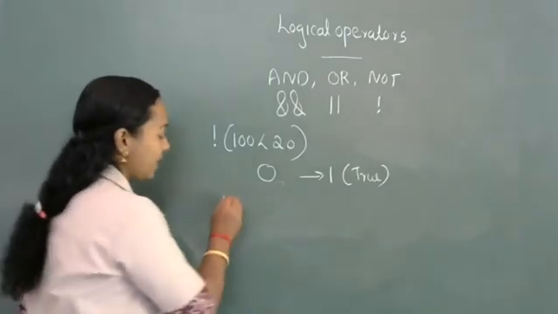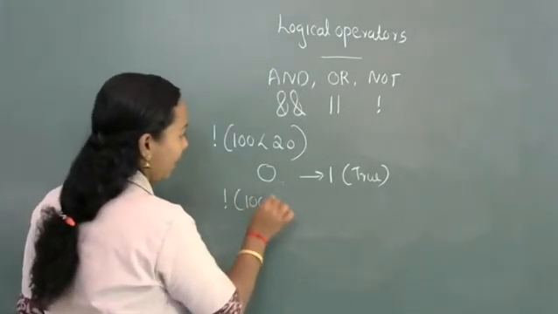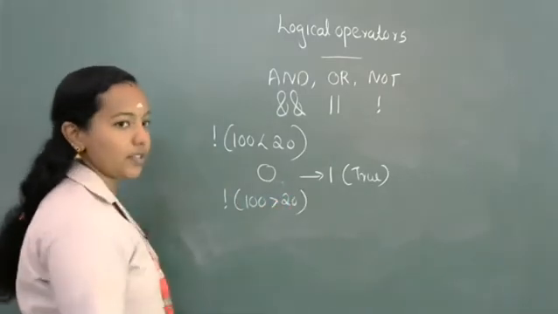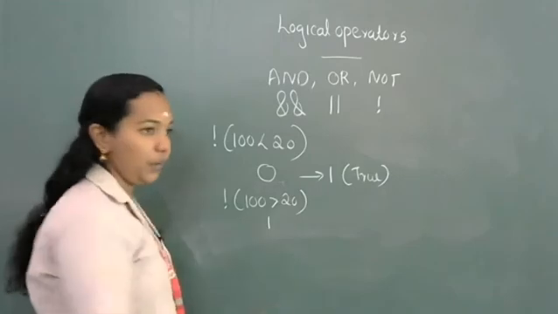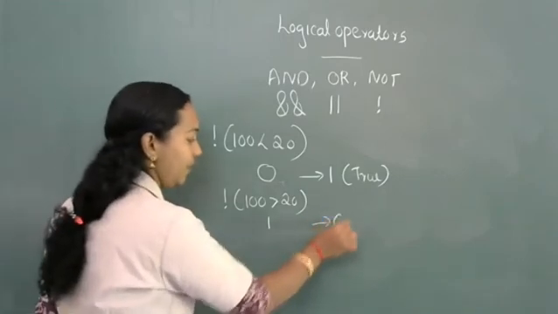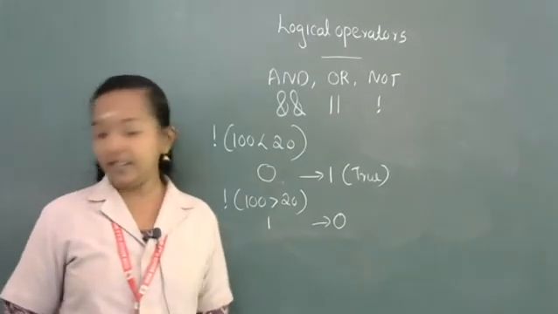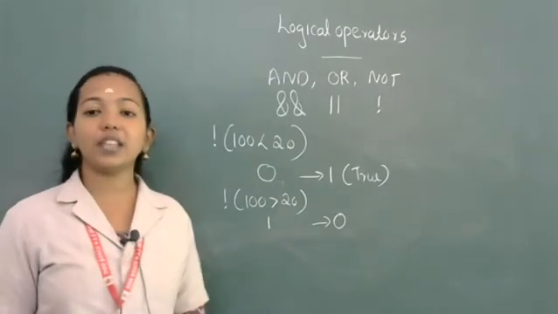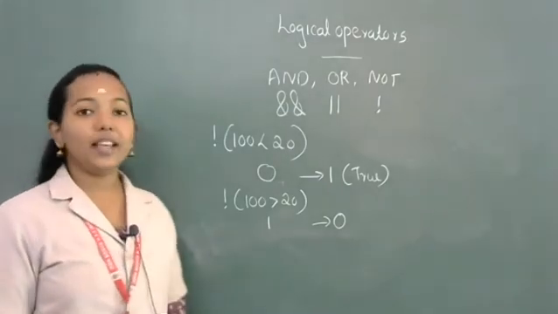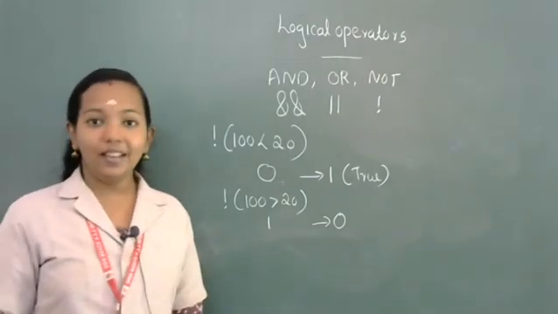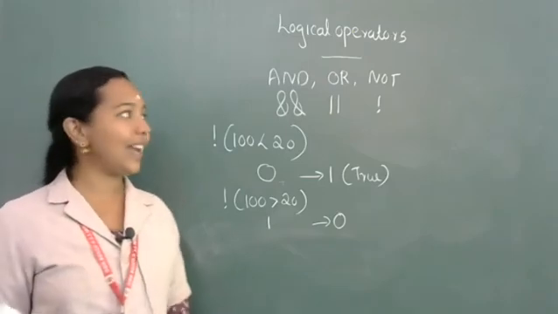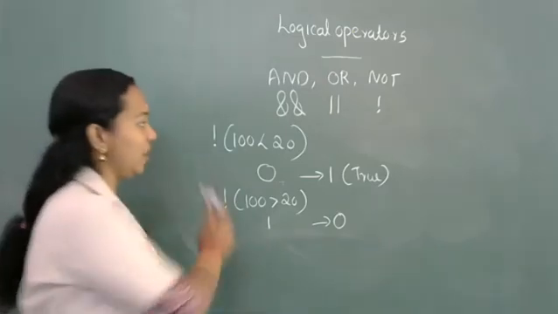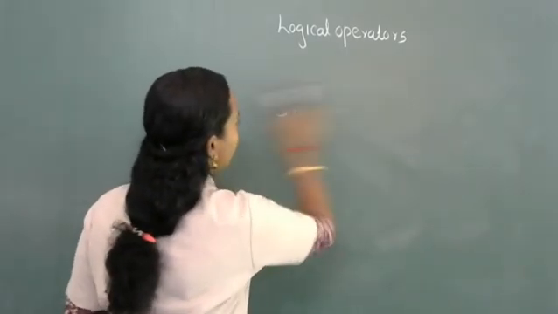Clear? Then the next one, not 100 greater than 20, just the opposite. Here the condition returns value 1, but we are finding its complement, that will be 0. Clear? So like this we are executing logical operators. Logical AND operation is represented by a double ampersand, logical OR by double slash, NOT by exclamation mark. Clear? So this belongs to the logical operator category. Then the third section: relational operators and logical operators are over.